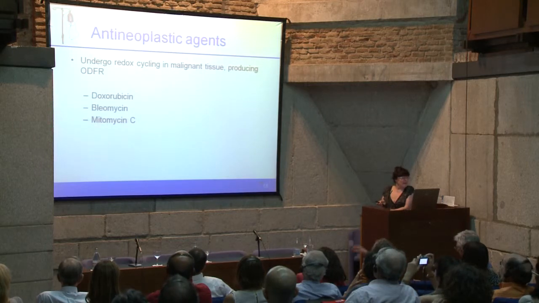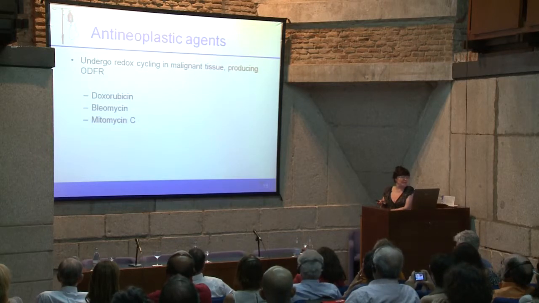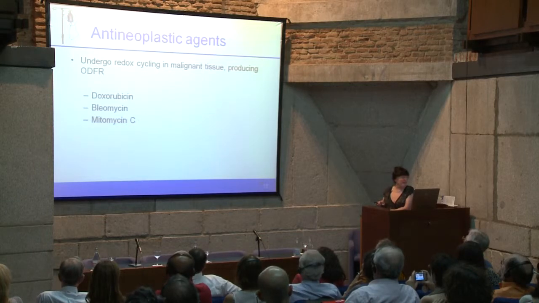So antineoplastic agents will undergo redox cycling in malignant tissue, producing these oxygen-derived free radicals. These ones, doxorubicin, bleomycin, mitomycin C. We have to be aware that they can be very dangerous too.